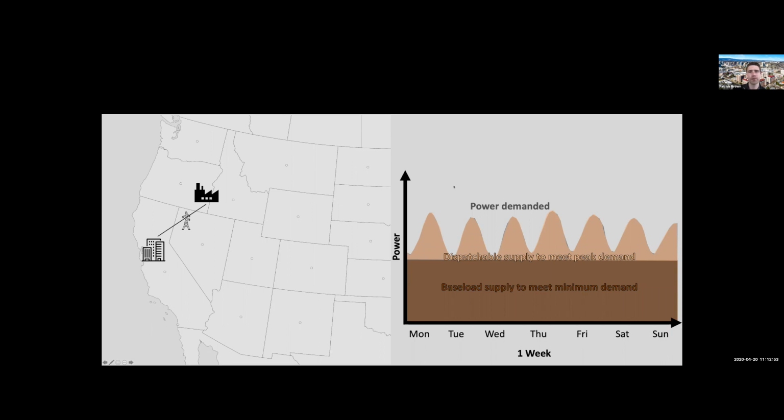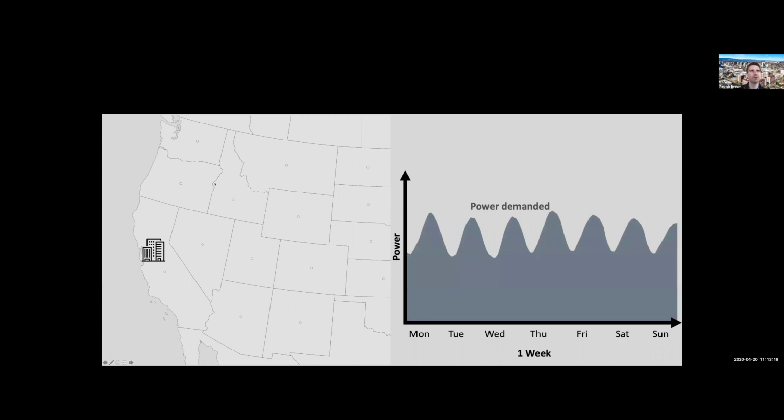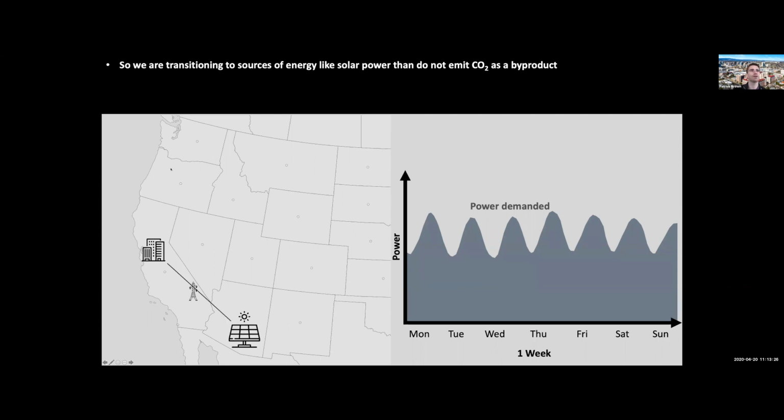So what changes though? This system has a lot of benefits, but it releases CO2, which causes these issues that we've talked about the whole rest of the class. Major problems with the economy, like increasing sea level, which would require a huge amount of cost to deal with. So we want to eliminate CO2 and eliminate the burning of fossil fuels and transition to renewable energy like solar. And so let's look at some of the issues with that.